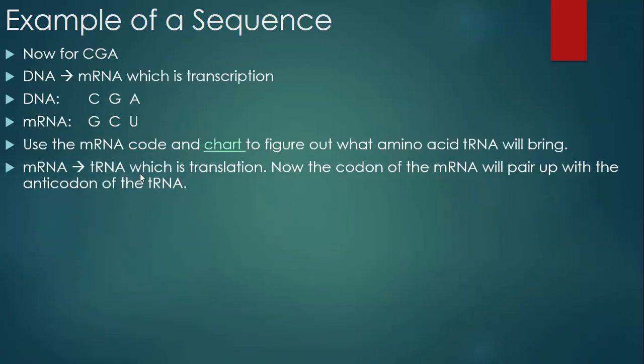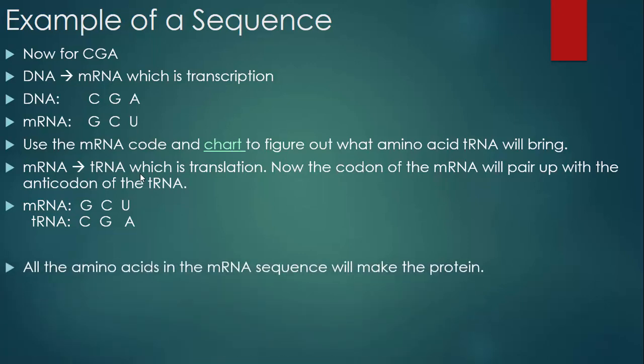So mRNA to tRNA, which is translation. The codon of the mRNA will pair up with the anti-codon of the tRNA. So my mRNA was GCU. I know G pairs with C. C pairs with G. And the U, when going from mRNA to tRNA, is going to pair with A. All the amino acids in the mRNA sequence will make the protein.